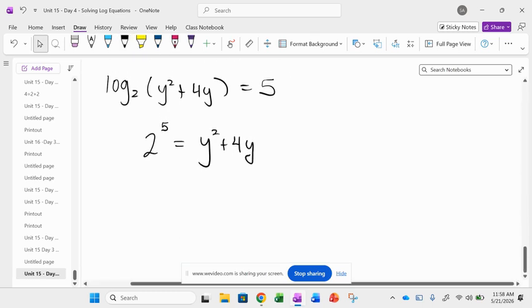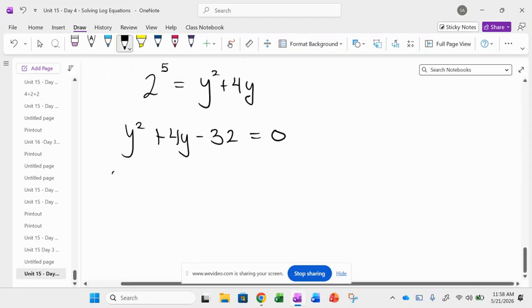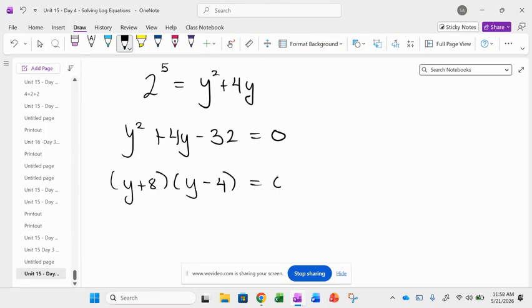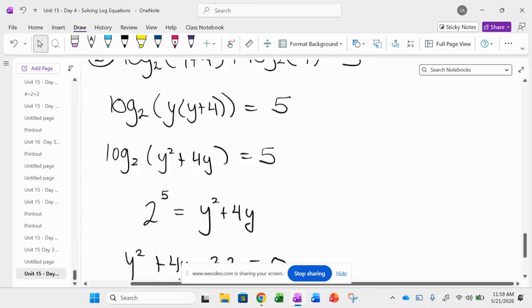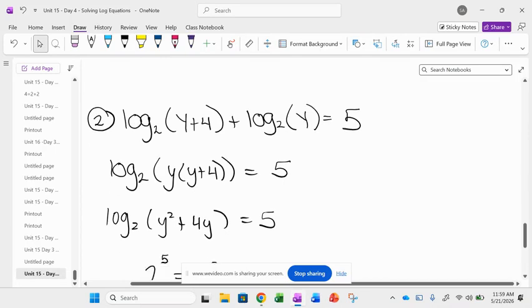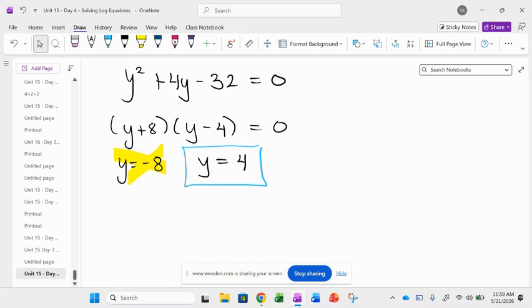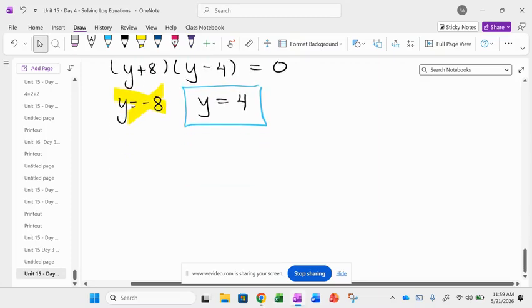Well, 2 to the 5th power is 32. So I'm going to have Y squared plus 4Y minus 32 equals 0. So we're going to get a Y plus 8, a Y minus 4, and then when we solve, we're going to get Y equals negative 8 and Y equals positive 4. We reject the negative 8 because if I go back to the original problem, it would give me a negative argument. So for that reason, we reject the negative 8. The 4 works out perfectly. All right, 2 more problems, and then we could go over the homework.